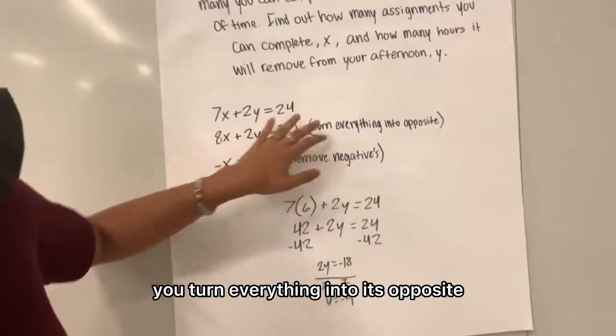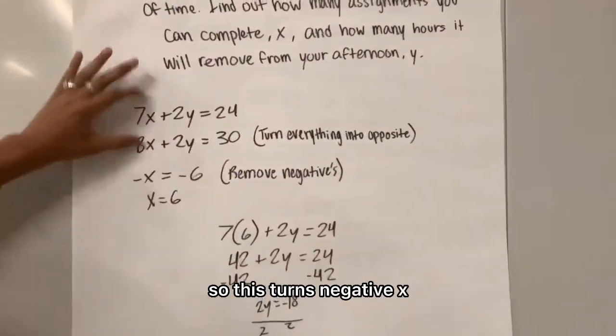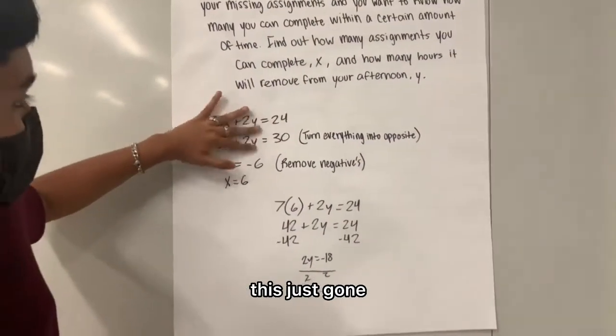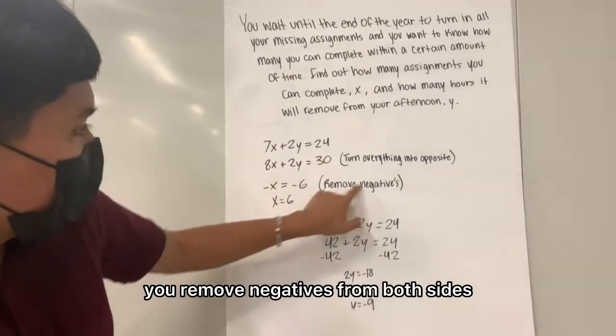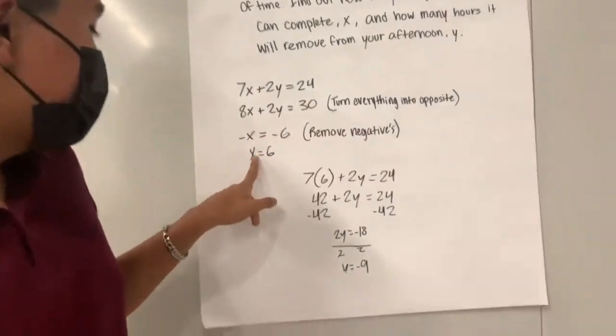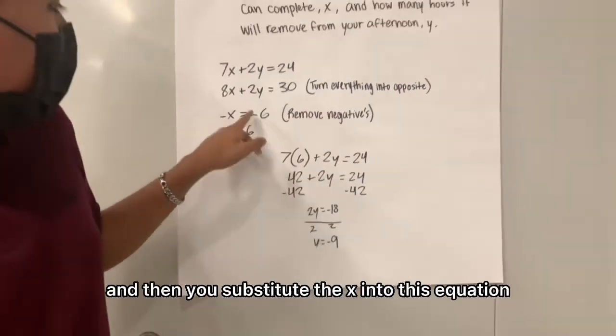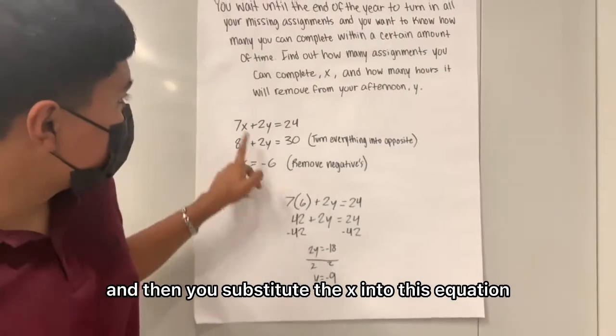For this equation, you turn everything into its opposite. So this turns negative x, this just is gone, and then this is negative 6. You remove negatives from both sides, which will get you x equals 6. And then you substitute the x into this equation.